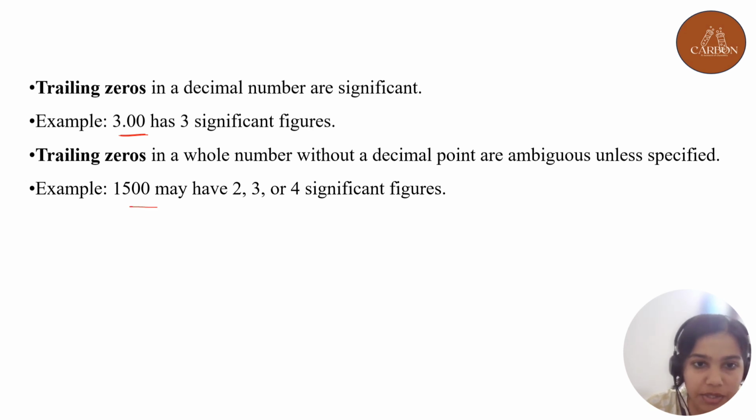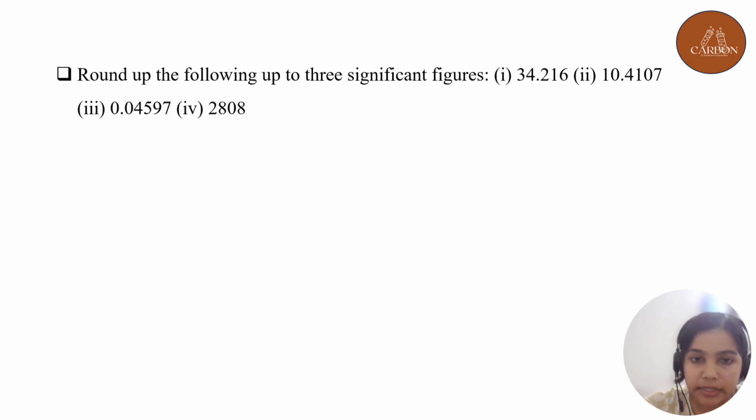1500 may have two, three, or four significant figures, because the 1 and 5 are non-zero digits, which are always significant, and the zeros coming just after the non-zero digits may or may not count. Get it? So 1, 5, 0, 0 can have 2, 3, or 4 significant figures. These are the rules regarding significant figures. I hope it's clear.